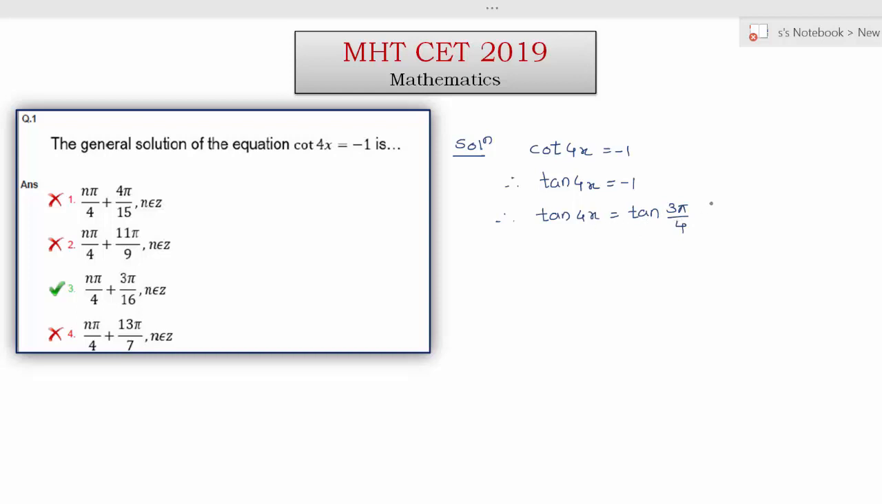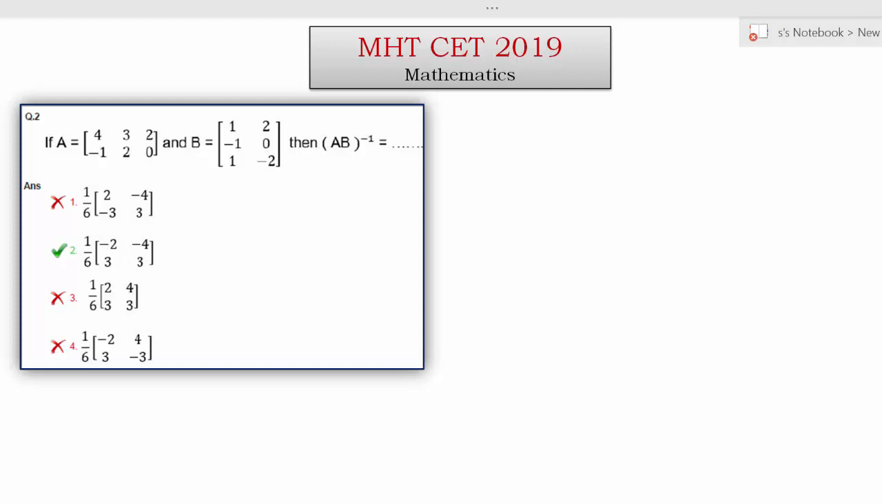So this equation is of the form tan of x equals tan of theta. So the general solution is x is n pi plus theta, right? So here we write 4x is equal to n pi plus 3 pi by 4. That gives x is equal to n pi by 4 plus 3 pi by 16. So correct answer is option 3.